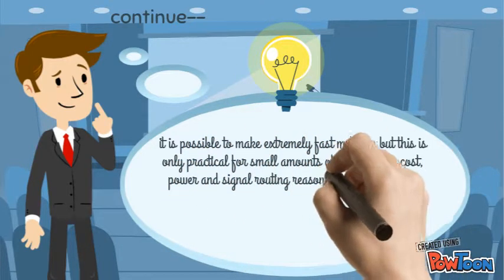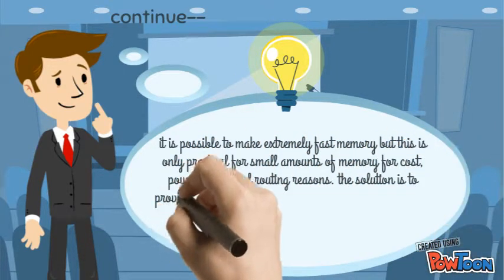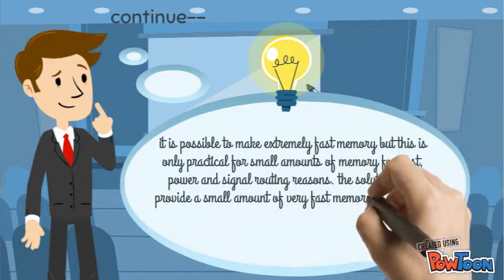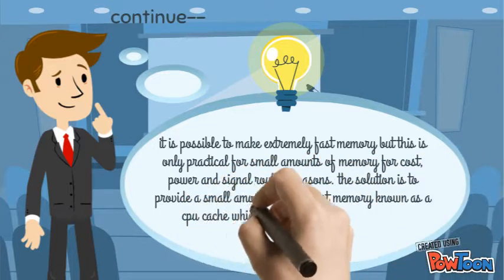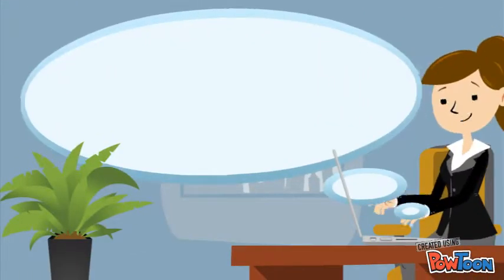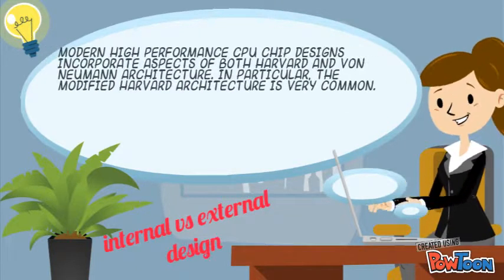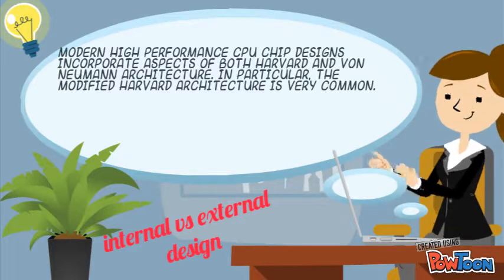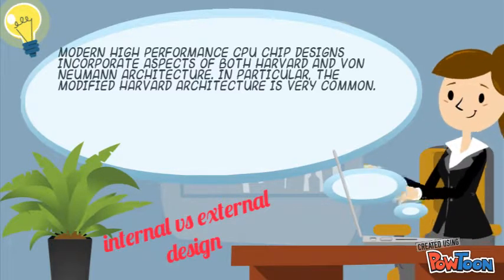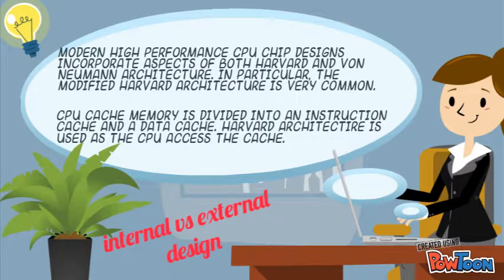The solution is to provide a small amount of very fast memory, known as CPU cache, which holds recently accessed data. As for the difference in internal and external design, modern high-performance CPU chip designs incorporate aspects of both Harvard and von Neumann architecture. In particular, the modified Harvard architecture is very common. CPU cache memory is divided into an instruction cache and a data cache. Harvard architecture is used as the CPU accesses the cache.